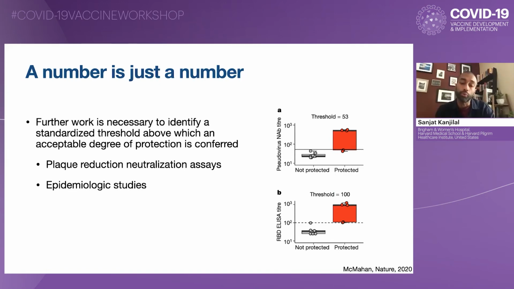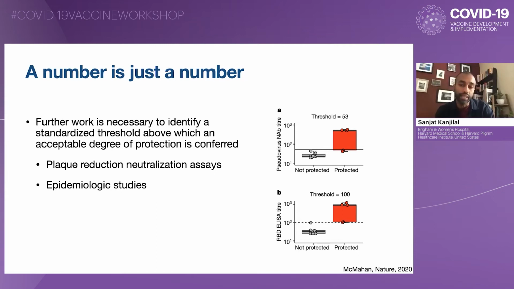And so what I'm showing you on the right is just that, except that it's not in humans. This is animal data from macaques. This is a study published late in 2020 showing that animals that were not protected, shown here in gray, versus those who were protected, had lower levels of pseudovirus neutralization antibody titers, which I'll talk about in the next slide, as well as lower levels of an actual ELISA titer against the receptor binding domain. And they were able to cleanly differentiate these two groups, or almost cleanly differentiate them, with a threshold value of 53 for the neutralization antibody titer and 100 for this particular ELISA assay.